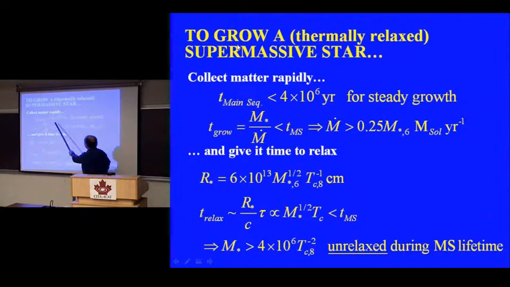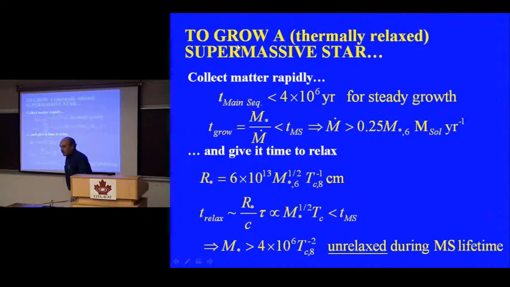It's actually 2 million years if the star has a fixed mass, but if it's growing steadily, which I'm going to be proposing, you can get it to be a little bit longer. That means that in order to put such a star together before it runs out of fuel, you have to grow it at a large enough rate, which is about a fraction of the solar mass per year.